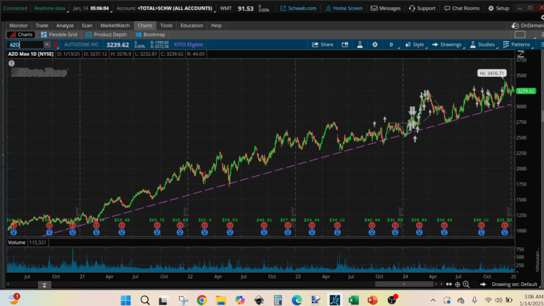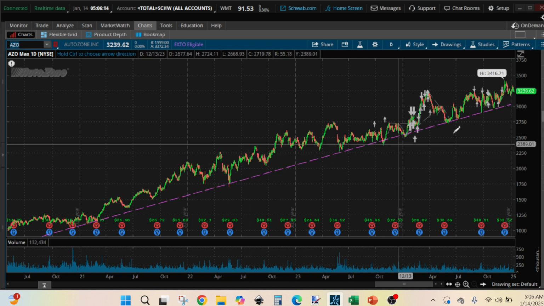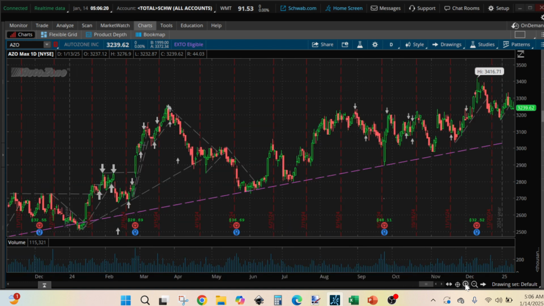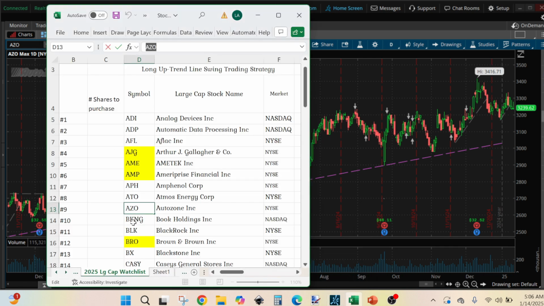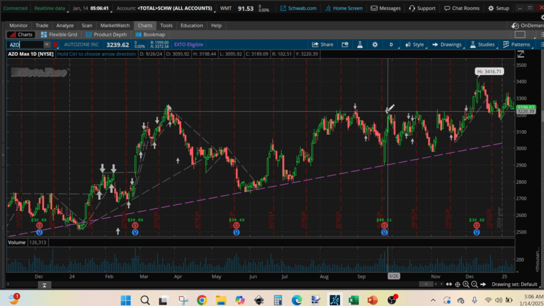We have AZO, and look at this uptrend line. It's been following this uptrend line quite a bit, and right now it's not close to it yet. It's following this short trend line here for now. And again, those arrows just signify different prices, different times that we bought and sold. The arrows at the bottom of the price bar signify where we bought. The ones on top signify where we sold in the past.